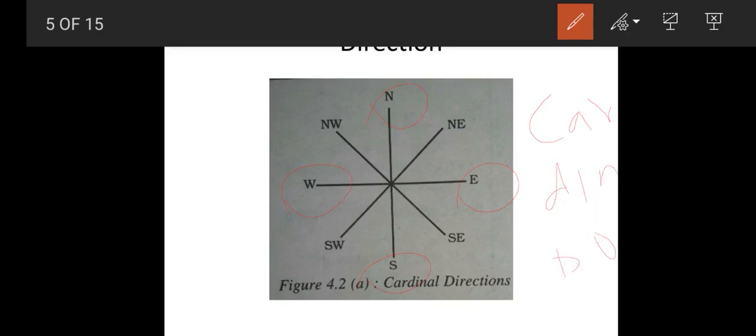And intermediate directions. See, intermediate directions are in between these main directions, the cardinal points. What are they?